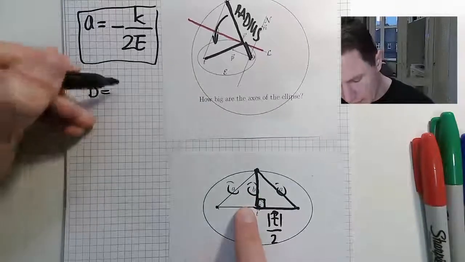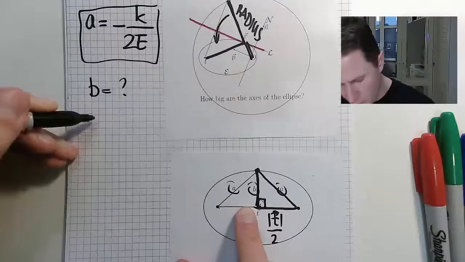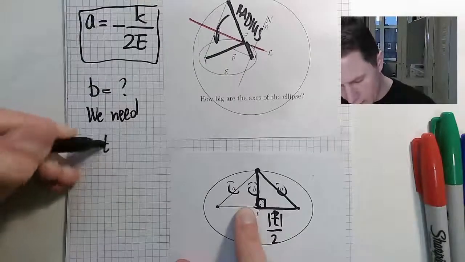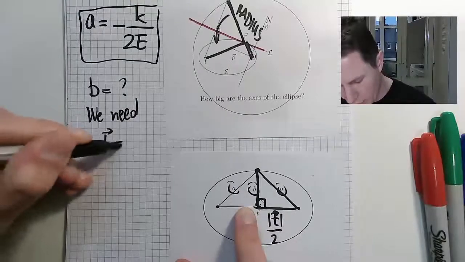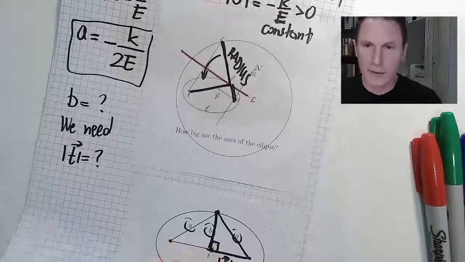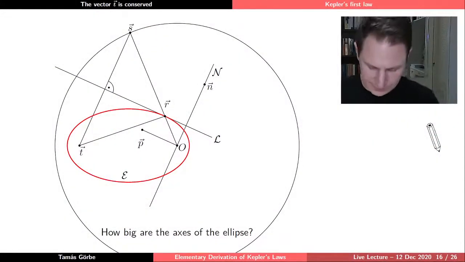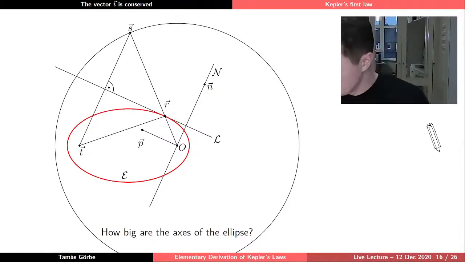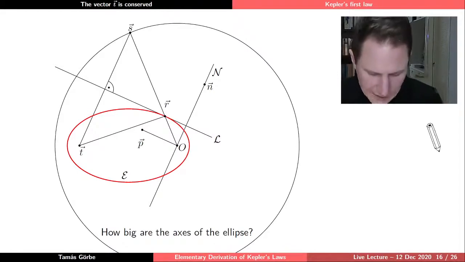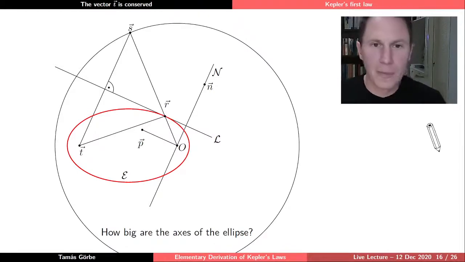Okay, so little b can be obtained if we know the length of little t. So that is the next thing we are going to calculate in this. And then we are basically finished, well, almost finished. Let me show you the calculation for the length of t.